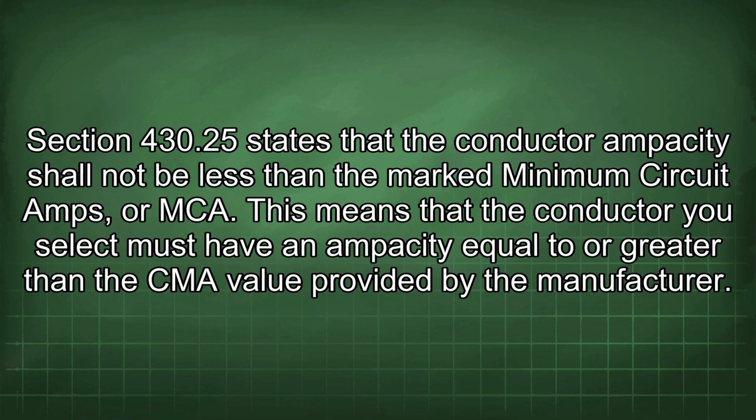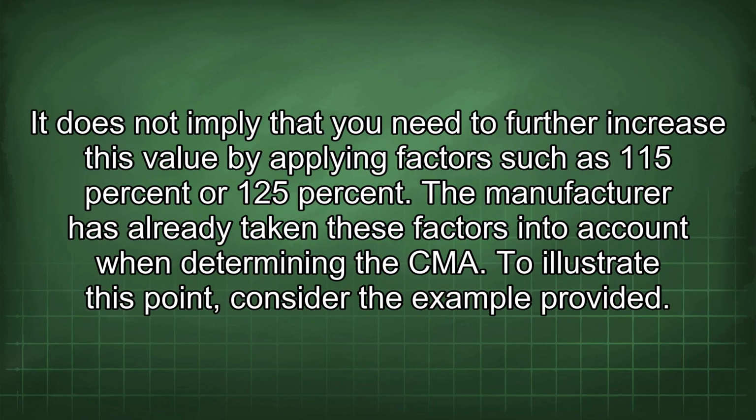This means that the conductor you select must have an ampacity equal to or greater than the CMA value provided by the manufacturer. It does not imply that you need to further increase this value by applying factors such as 115% or 125%. The manufacturer has already taken these factors into account when determining the CMA.